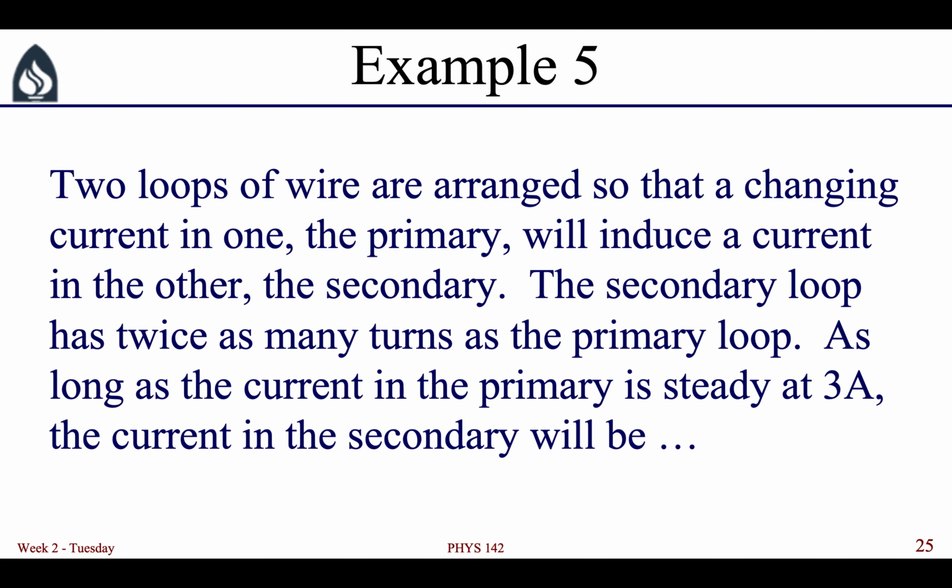So next, let's look at this example. We have 2 loops of wire, and they're arranged so that a changing current in one, which we'll call the primary, will induce a current in the other, which we call the secondary. The secondary loop has twice as many turns as the primary. As long as the current in the primary is steady at 3 amps, what will the current in the secondary be?